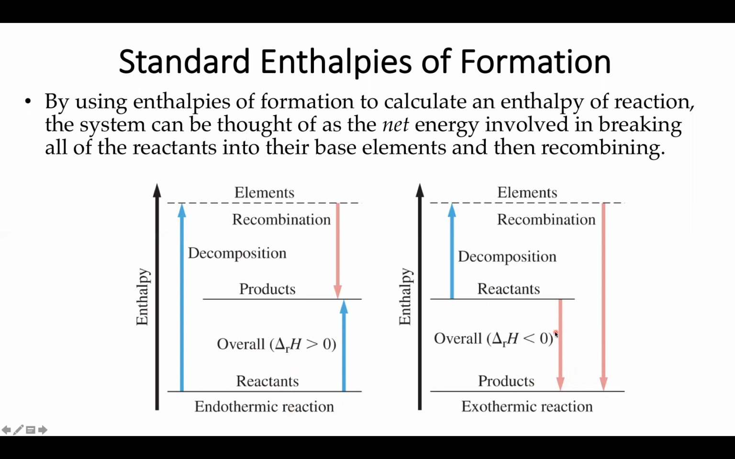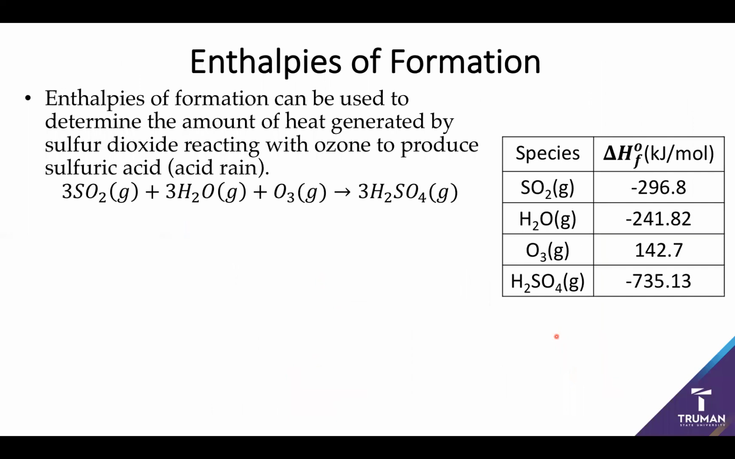So let's go ahead and look at how we can use our enthalpies of formation to look at a real reaction. So let's look at something very environmental. It turns out that the combustion of coal often produces sulfur dioxide. The sulfur dioxide, once it gets in the atmosphere, can combine with water vapor and ozone to produce sulfuric acid. So this is one of the principal components of acid rain. Now, this also can have some influence because it can end up generating some heat. So let's figure out exactly how much heat is generated.